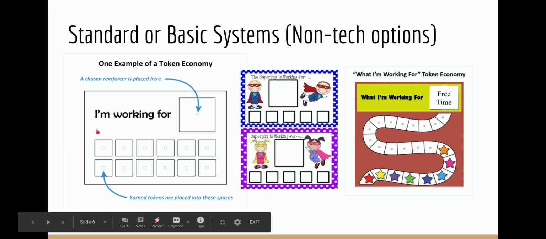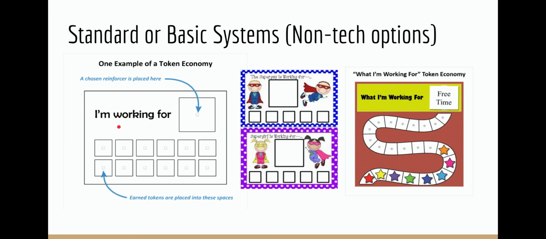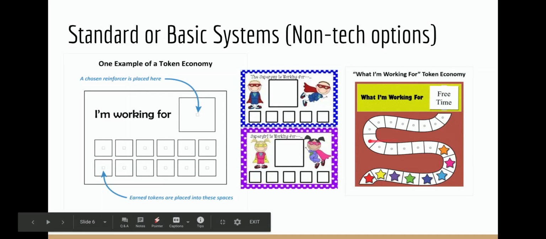The typical token board that we use at school is something that looks like this. It says I'm working for, and then in here we either put a picture or we write in kind of what the child is working for, and then we just put coins or stickers or whatever to fill this up. These can all be adjusted. This is something a little more fancy. The super guy is working for, and you can kind of write it in there. And then this is something that we use a lot too, is just a game board.